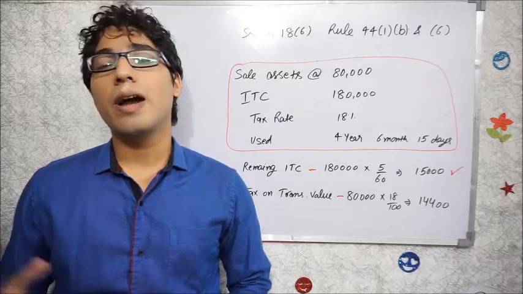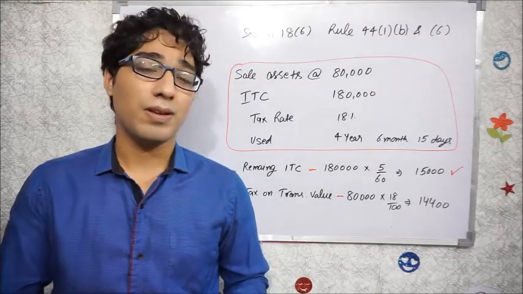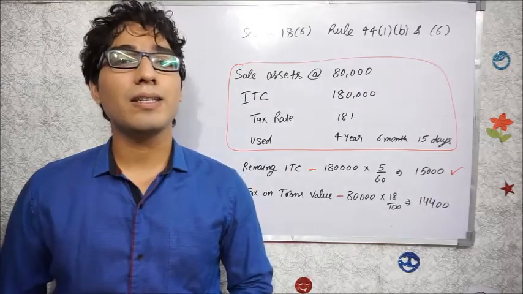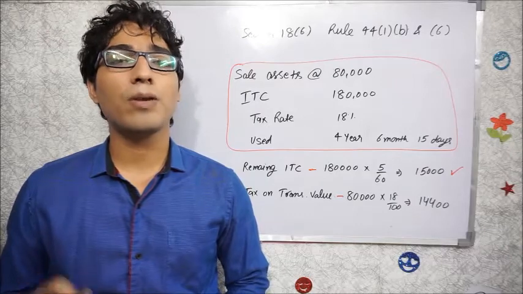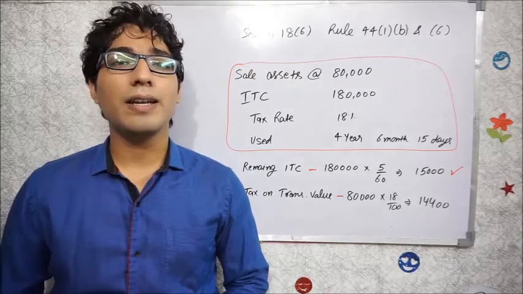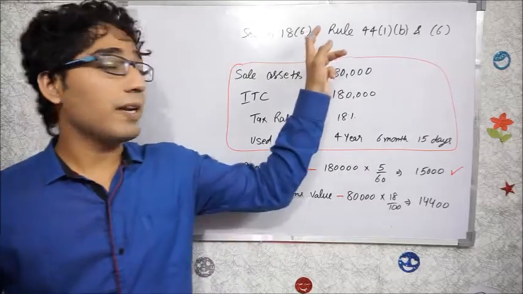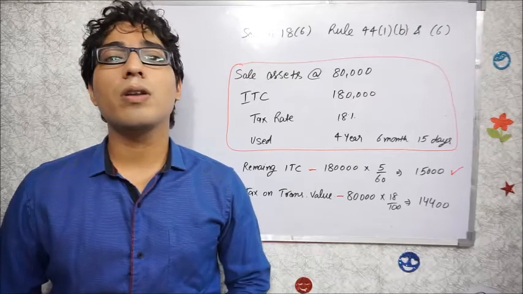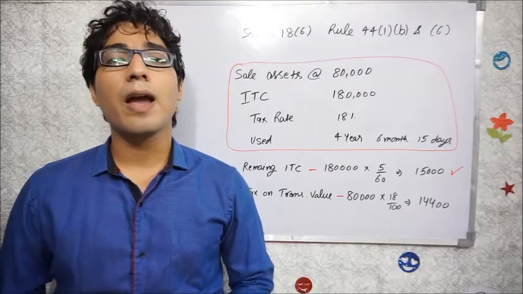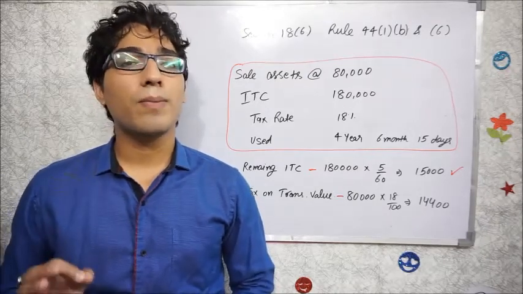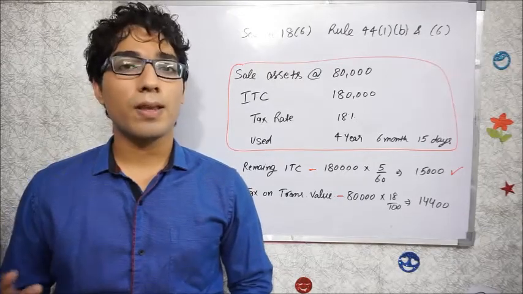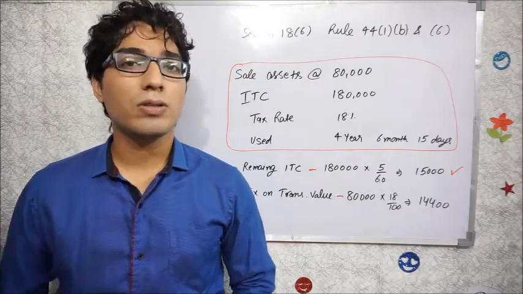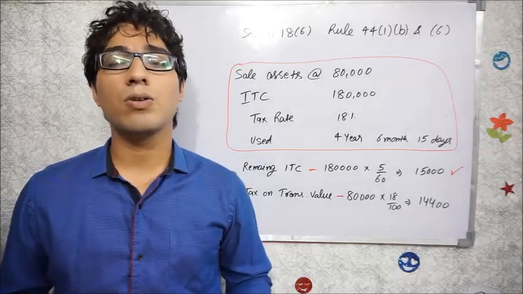The treatment under excise, service tax, and also in VAT may be different, but under GST the sale of capital goods is dealt with under section 18 subsection 6, and you also have to read rule number 44. Rule 44, sub rule 1, clause B, and rule 44, sub rule 6 deal with the sales of capital goods. So how to calculate the tax at the time of sale of the capital goods? Great question, so I want to answer it for everyone.